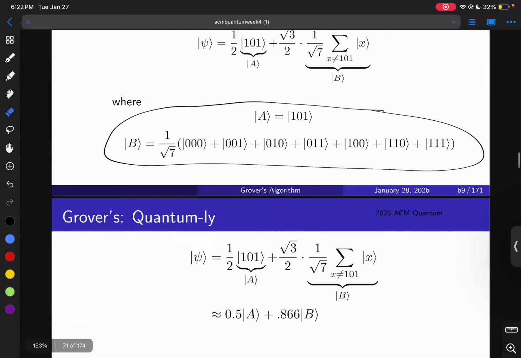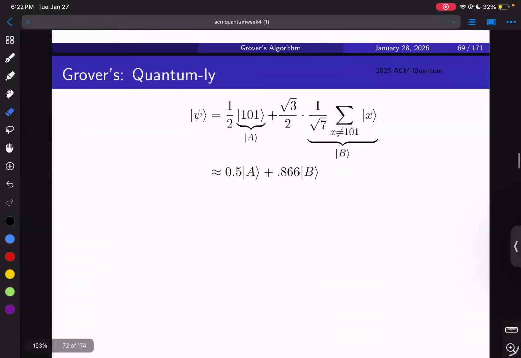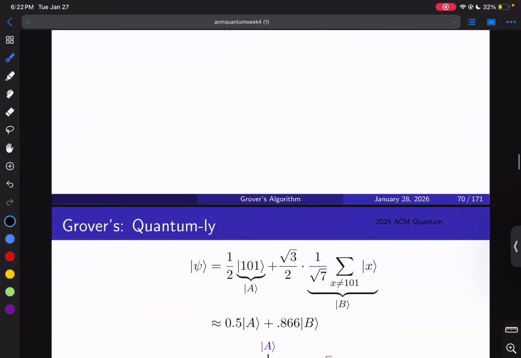Here's that same example where we just evaluate the numbers. So 1/2 is 0.5 and root 3 over 2 is approximately this number. So that's our representation of the same state psi in this A and B basis.